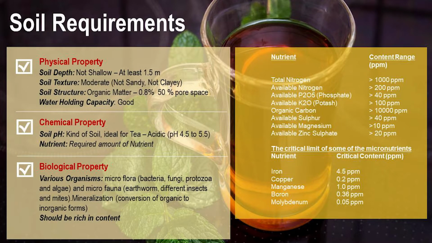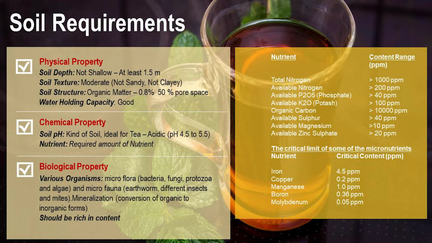Then lastly, we need to have the biological property of soil which is good for tea cultivation. It has different sections like various organisms. It also has different kinds of microflora and microfauna, different types of organisms that should be there. And you can see all these things on the screen. The bottom line is that it should be rich in content so far as the biological property of soil is concerned.